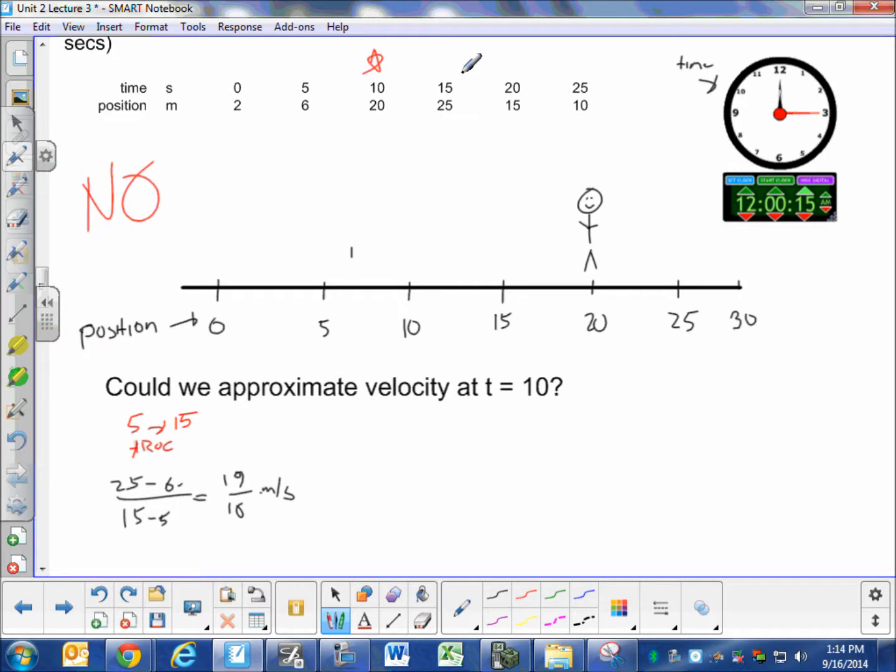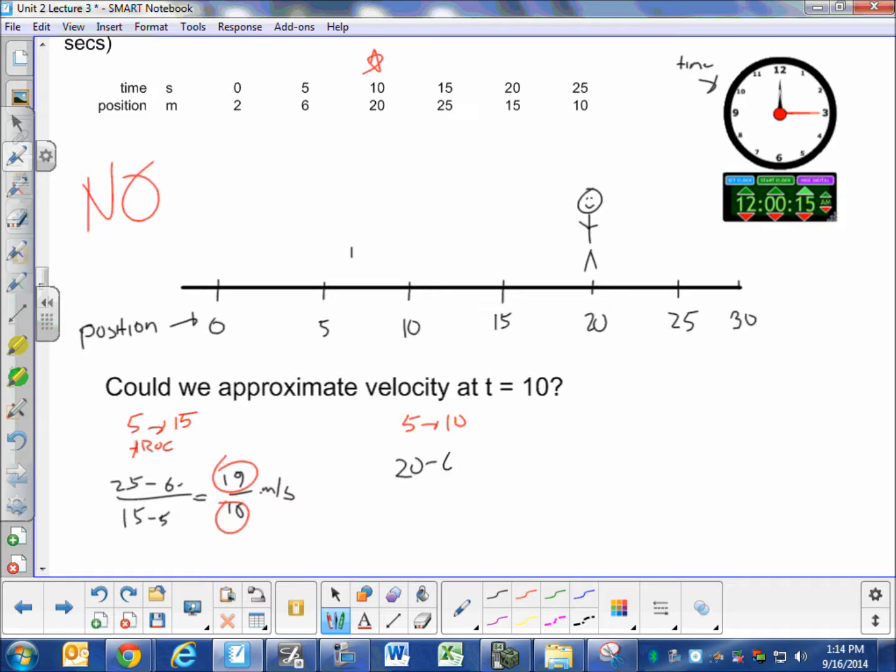Could we maybe think of another way we can approximate it? Don't know what distance is. I just know what position is. And what we are doing is distance over time. We are saying he travels from position 25 to position 6. He covered 19 meters in 10 seconds. That's 19 tenths meters per second. So we could do 5 to 15, but maybe we just do from 5 to 10. Maybe we see what he's doing right before he gets to 20. So that is another way we could approximate.